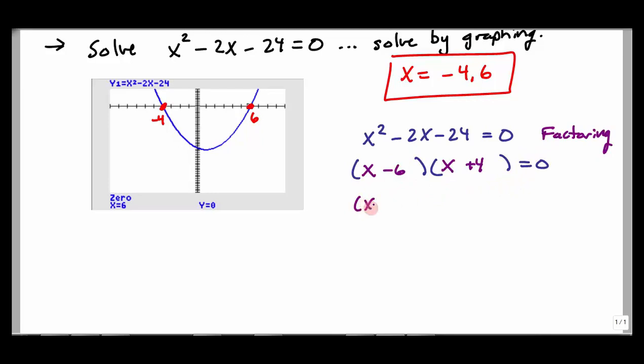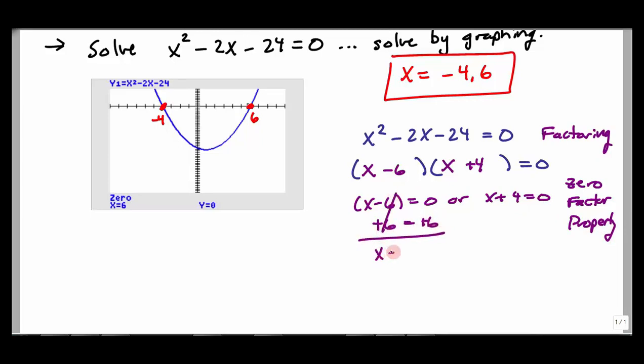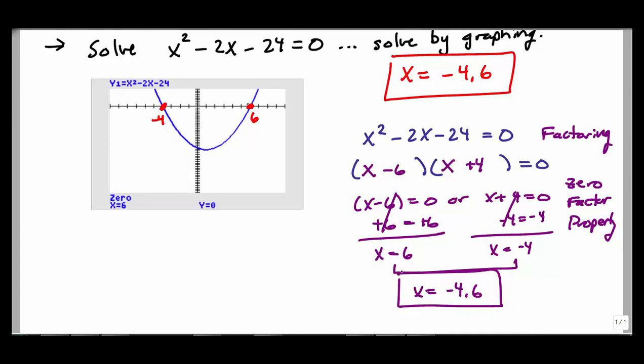And then what I do is I apply the zero factor property. Either one or both of these factors must equal 0. So again, this is called the zero factor property. It's really handy, and we'll be using this quite a bit. So if I have x minus 6 equals 0, I would add 6 to both sides, and I'd have x equals 6. If I have x plus 4 equals 0, I would subtract 4 from both sides, and I get x equal -4. And we can see from these two solutions, I get the same set of solutions, x equal -4, 6. And basically that's saying, where does this graph cross the x-axis?